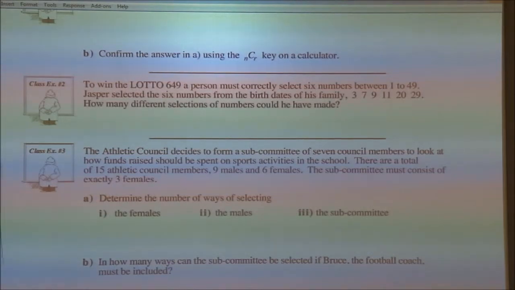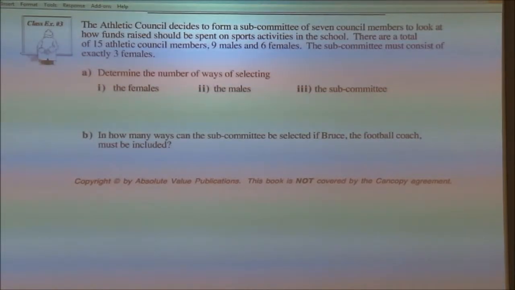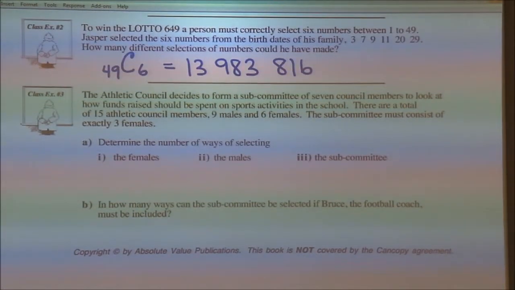Okay, the Athletic Council decides to form a subcommittee of 7 council members to look at how funds raised should be spent on sport activities in the school. There are 15 athletic council members. There are 6 females and 9 males. The subcommittee must consist of exactly 3 females. So the question is, how many ways can I select 3 females?